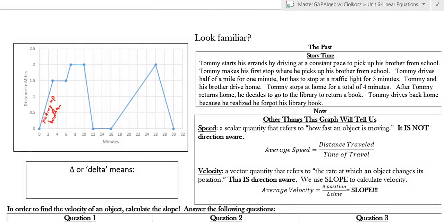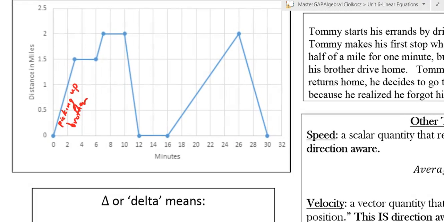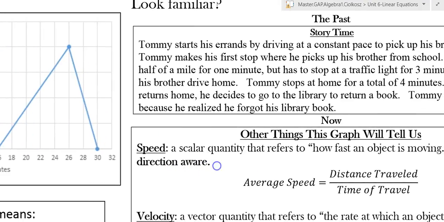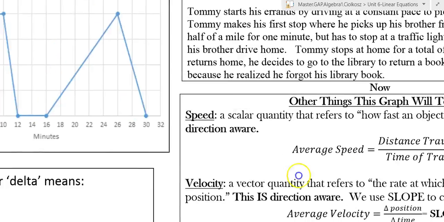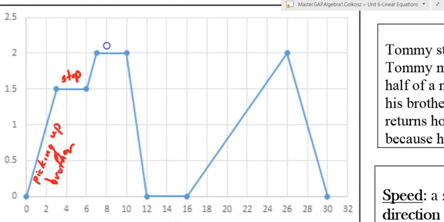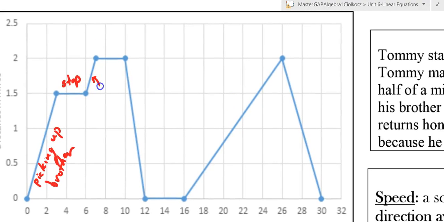He makes his first stop where he picks up his brother from school. So stopping means we have a horizontal line, right? A slope of 0. So this is a stop. Tommy drives half a mile for 1 minute, but has to stop at a traffic light. So here he's driving again. And then we see that stopping point up here. This is the stoplight.